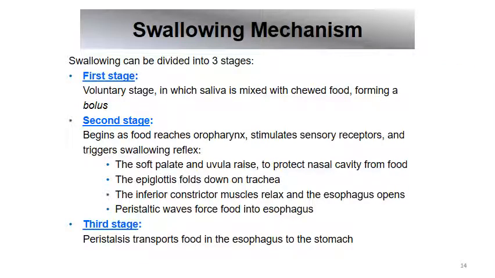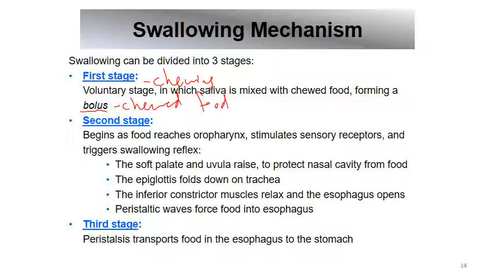Next, swallowing. There are different stages that allow us to swallow the food. The first stage, voluntary stage. In this one, this is basically chewing. So you chew, the food gets mixed with the saliva, so the starch is getting broken down. And they say bolus for the food, the chewed food.